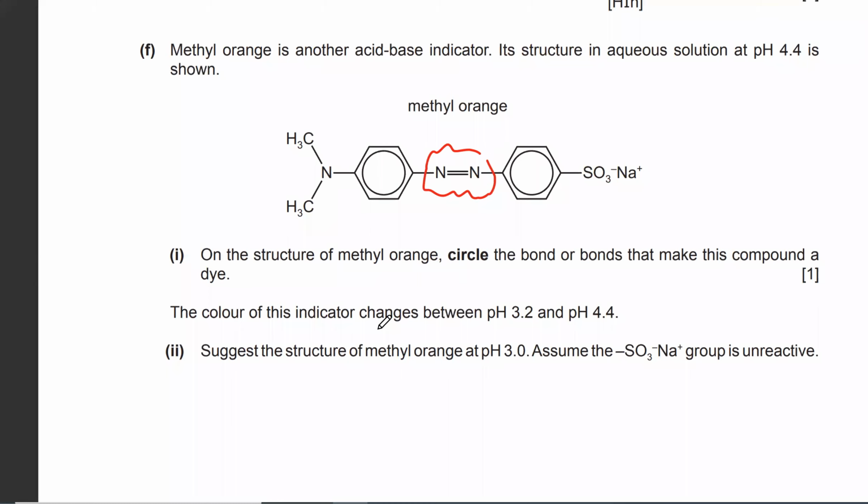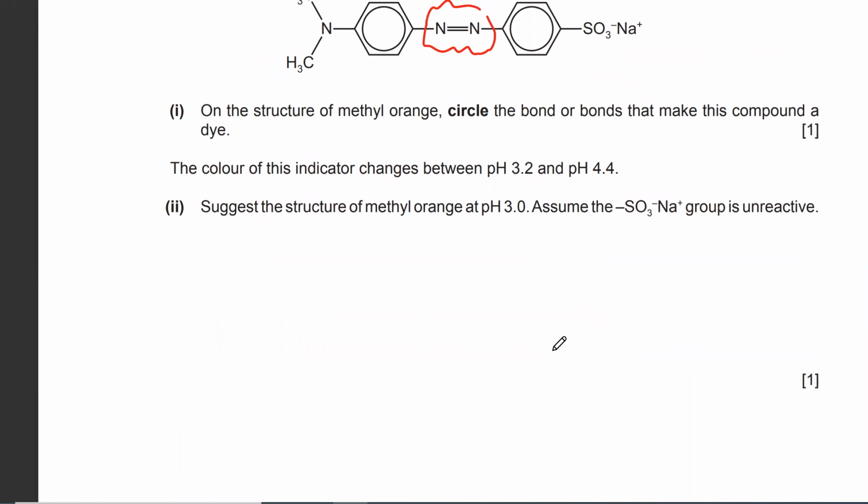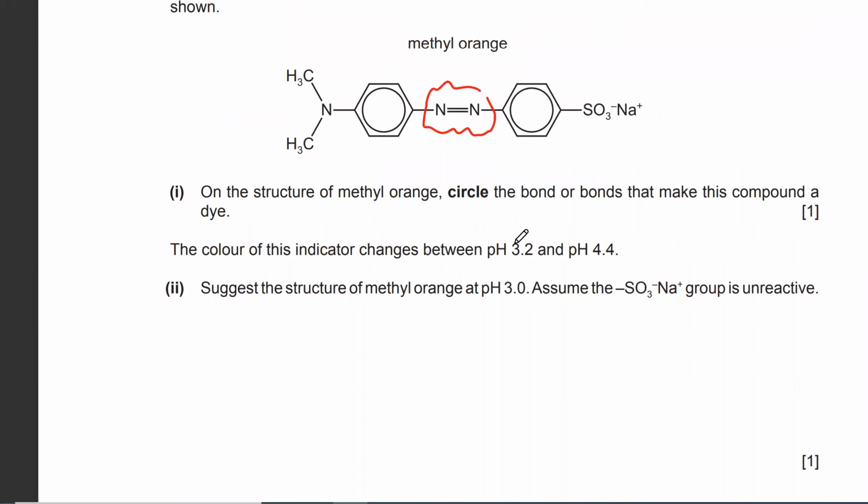That's the azo group. And he's saying the color of this indicator changes between pH 3.2 and pH 3.4. Assume that the structure of methyl orange at pH 3 group is unreactive. So as it suggests, the structure of the methyl orange at pH 3. So at pH 3, this is acidic, right? Yes. So that means there's a lot of H+1 ions around. So the question now is, what will those H+1 do?